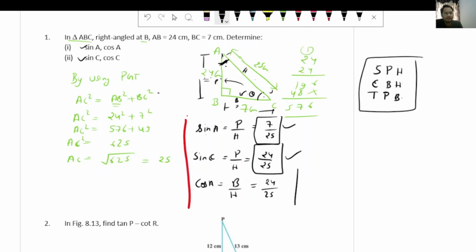Now I'm finding cos C. Cos C I'm writing here. So cos C, you know that some people have curly black hair. Again it will be B upon H. See, the formula is the same, but what happens is you need to change the sides. Now your angle is C, so base will be this, so 7 will be your base, and hypotenuse will be the same. Hypotenuse never changes, remember this.